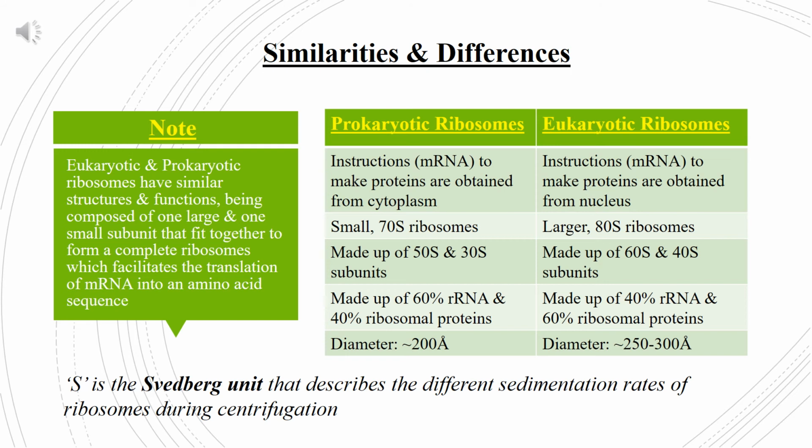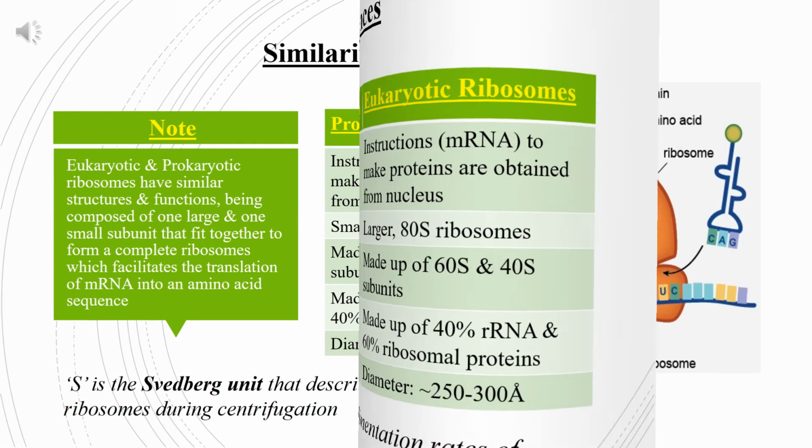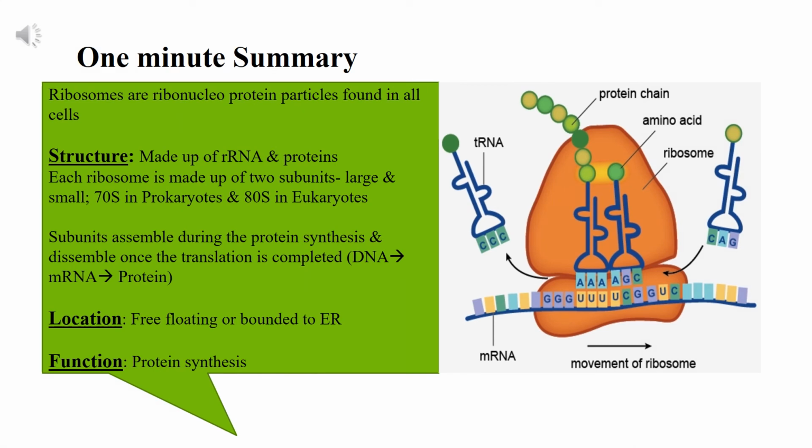In the case of prokaryotic ribosomes, the RNA content is much higher than the protein, whereas in eukaryotic ribosomes, it is opposite. The protein content is much higher than the ribosomal RNA content. The diameter of a prokaryotic ribosomal particle is around 200 angstrom in comparison to a eukaryotic ribosome particle, which is around 250 to 300 angstrom. A quick recap on ribosomes would include the following points.